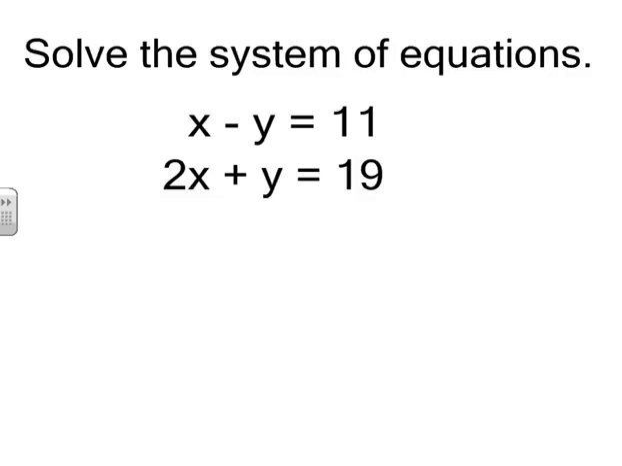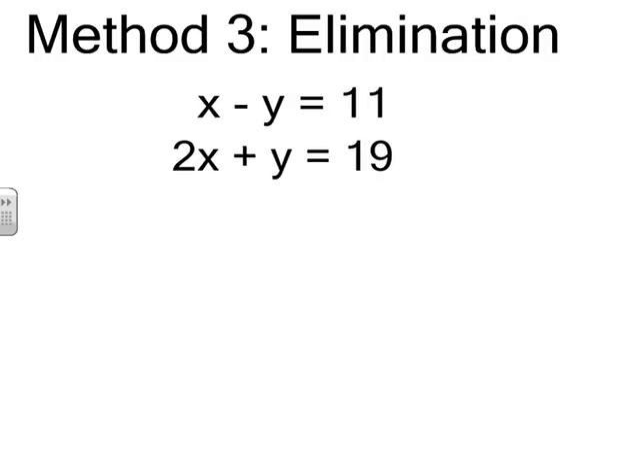All right, our next example has a system x minus y equals 11 and 2x plus y equals 19. Now we can still do the other two methods. We can graph it, we can do substitution. There is a third method that we're going to look at. Now the third method will only work if they're in the right format. This method is called elimination, but it actually is kind of cool in my opinion.